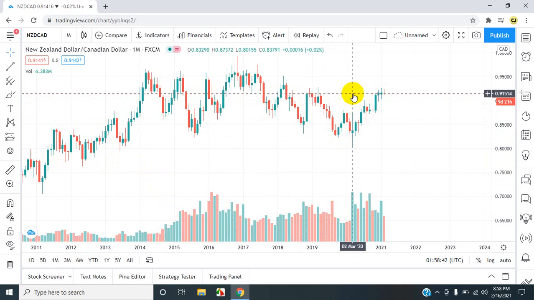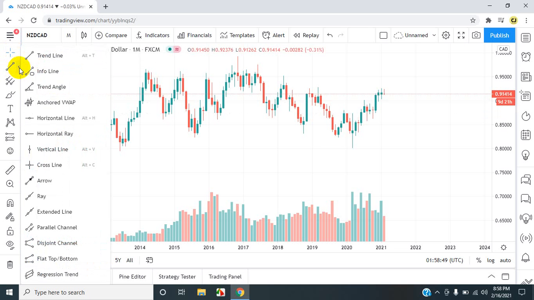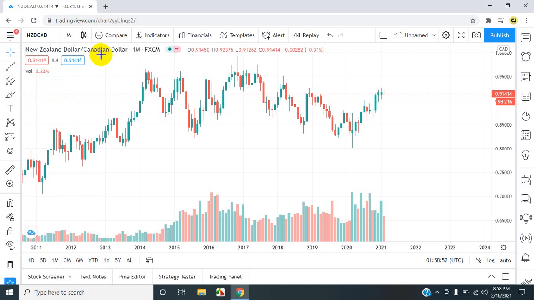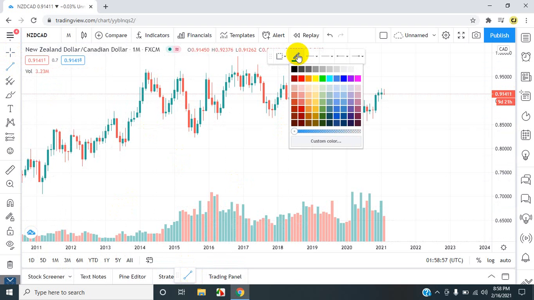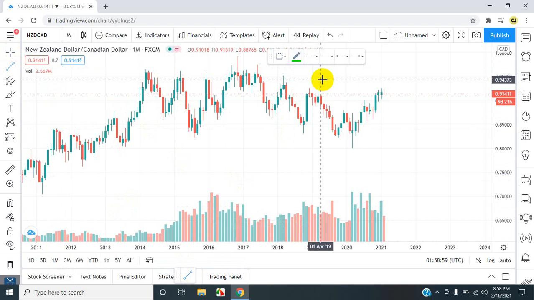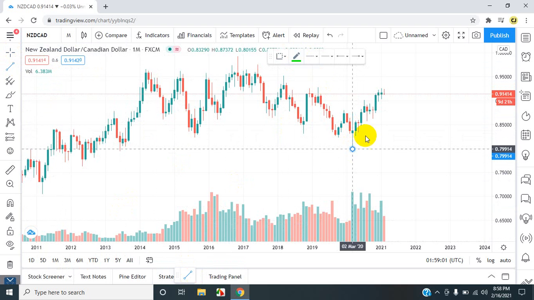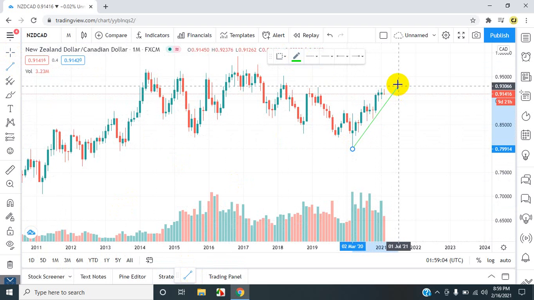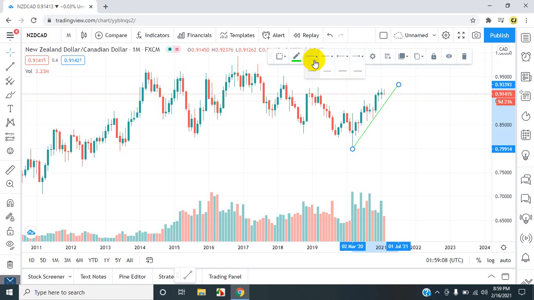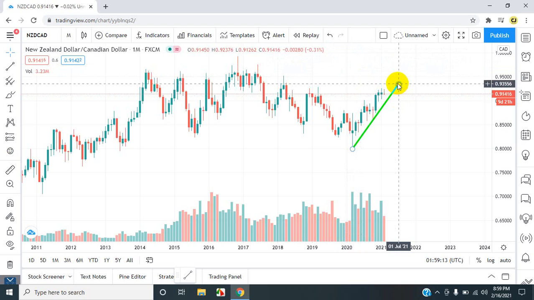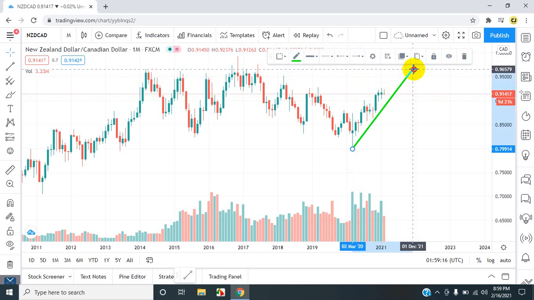Number two will be identifying the overall trend. So if we come over here, we grab our trend line. Turn our trend line green. So we can see that we are in an uptrend market. So we are in our uptrend. So we have to see how far the market is going to go up.